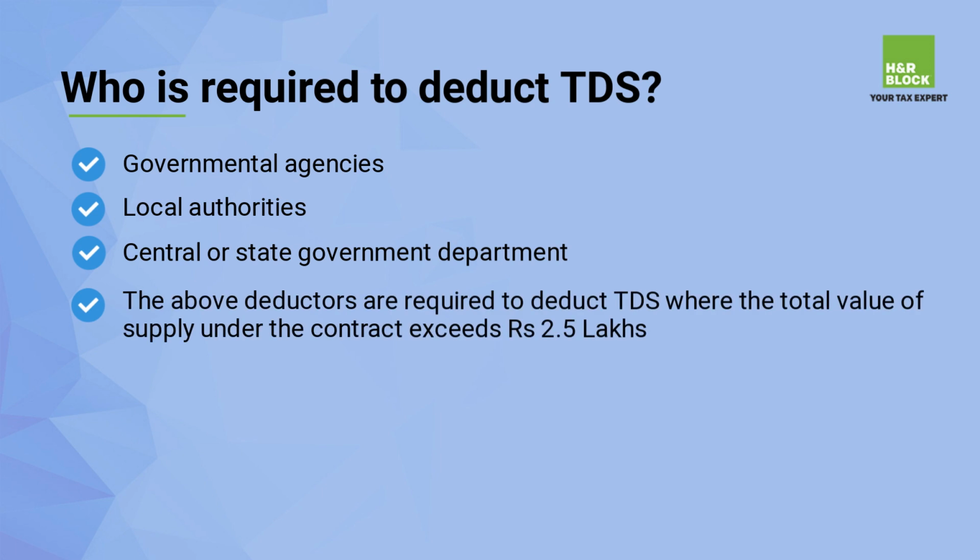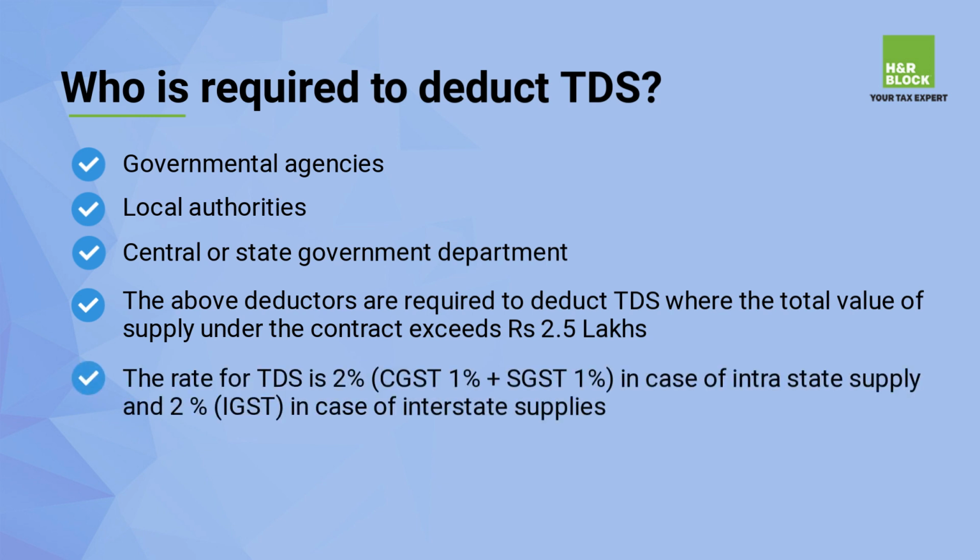The above deductors are required to deduct TDS where the total value of supply under the contract exceeds Rs 2.5 lakhs. The rate for TDS is 2%, 1% CGST plus 1% SGST in case of intrastate supply and 2% IGST in case of interstate supplies.